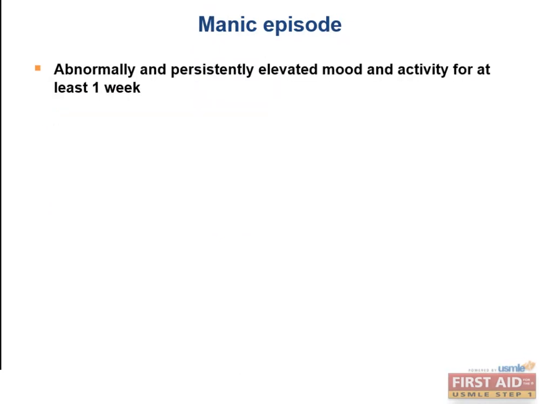Now, two very common mood disorders you'll see on the boards are bipolar disorder and major depression. But before we can understand bipolar disorder, we have to define what a manic episode is, because that is what you see in bipolar disorder. So a manic episode is a period of abnormally and persistently elevated mood and activity for at least 1 week. So that is the time period required for the diagnosis.